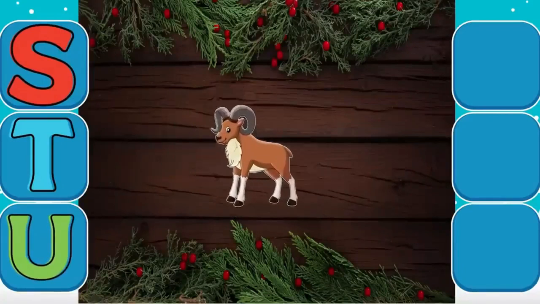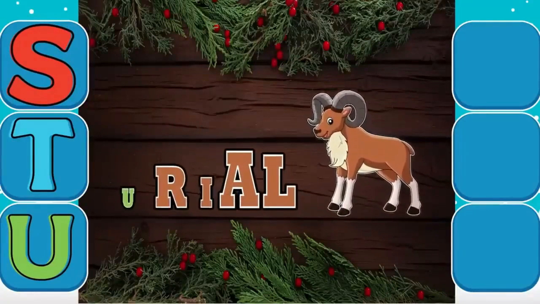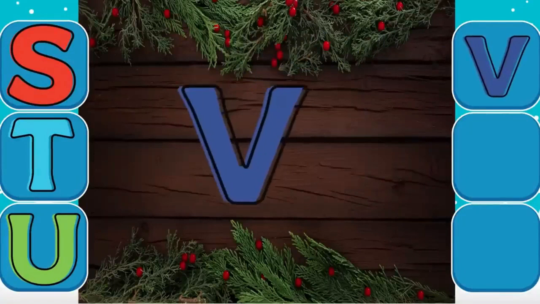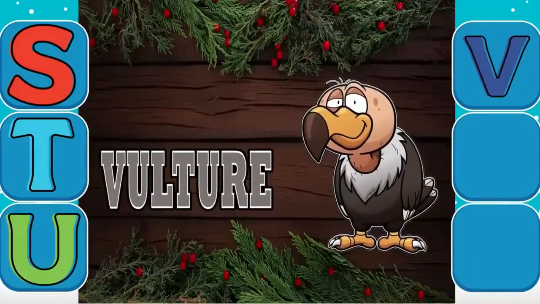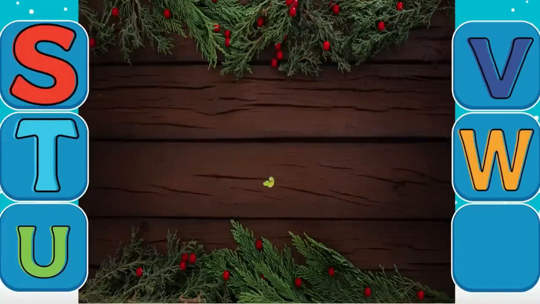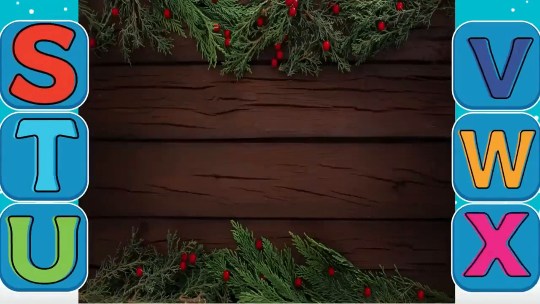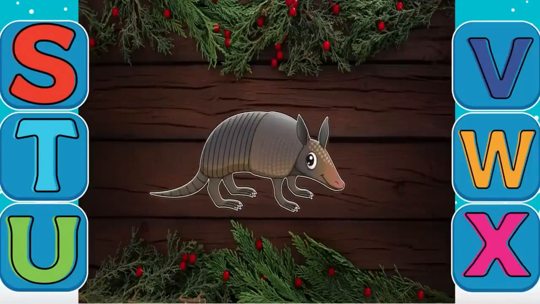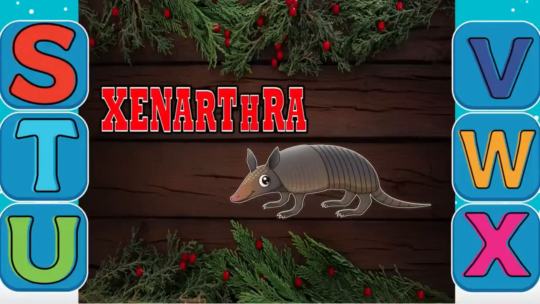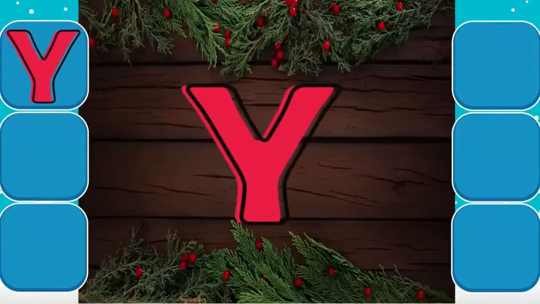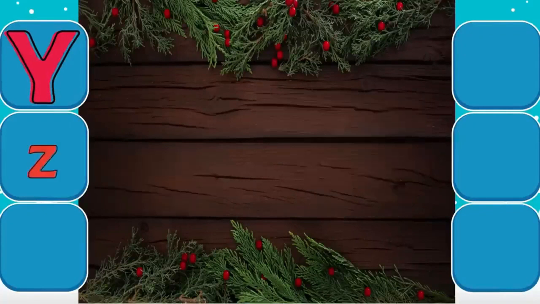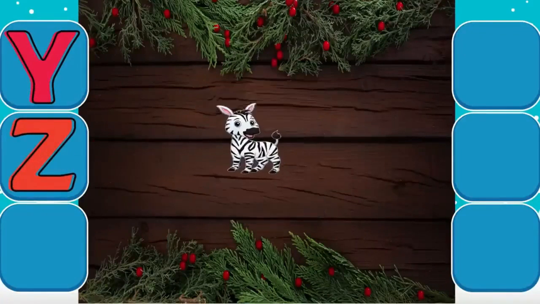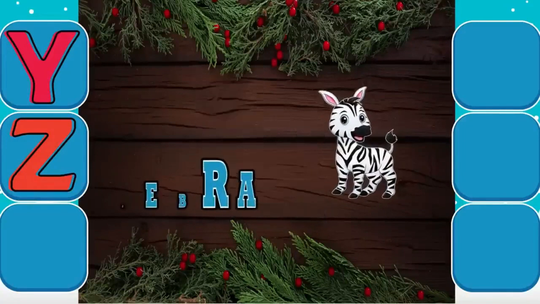U. Uriel. U for Uriel. V. Vulture. V for vulture. W. Worm. W for worm. X. Xenarthra. X for Xenarthra. Y. Yak. Y for yak. Z. Zebra. Z for zebra.